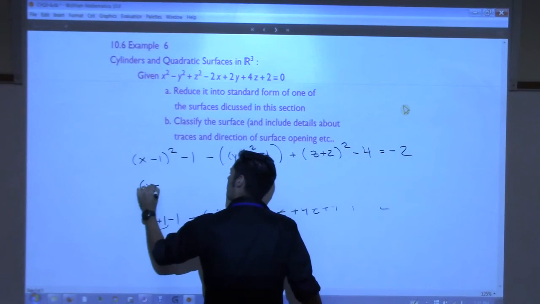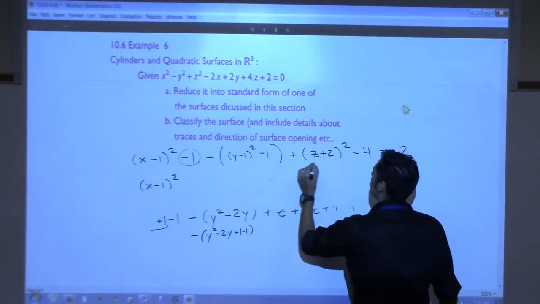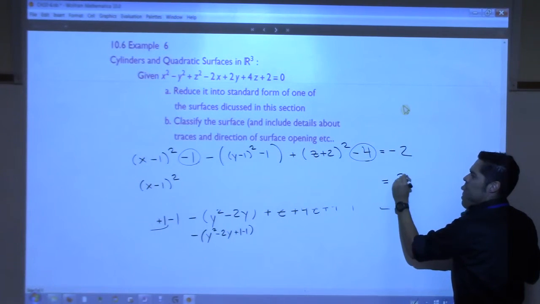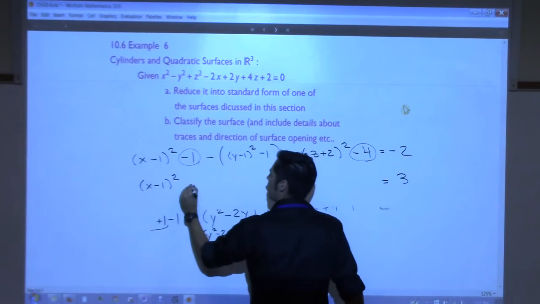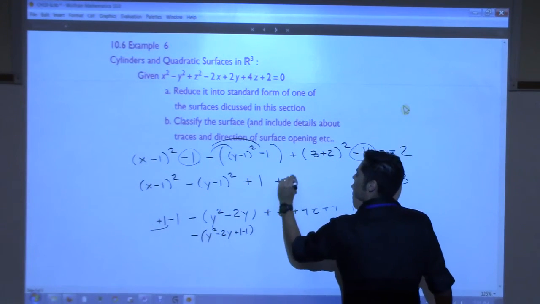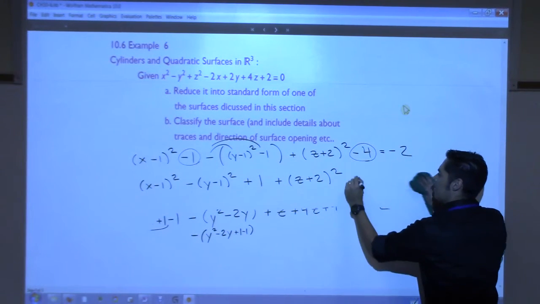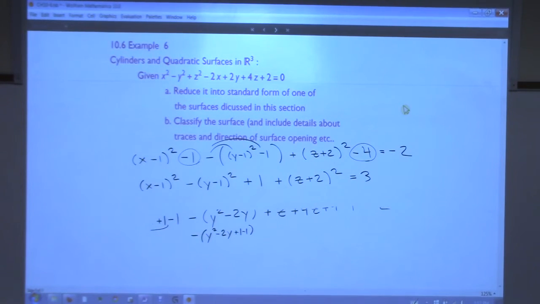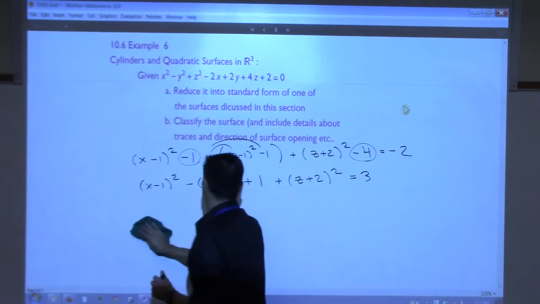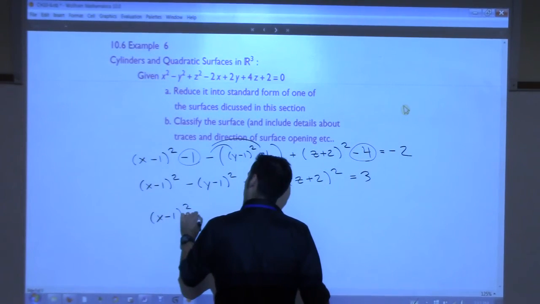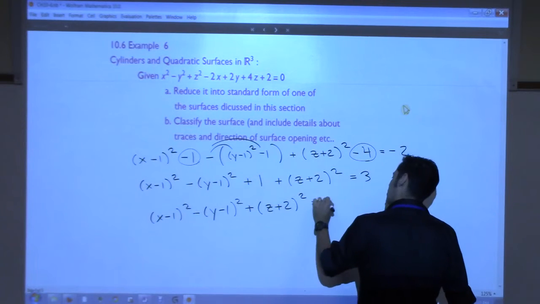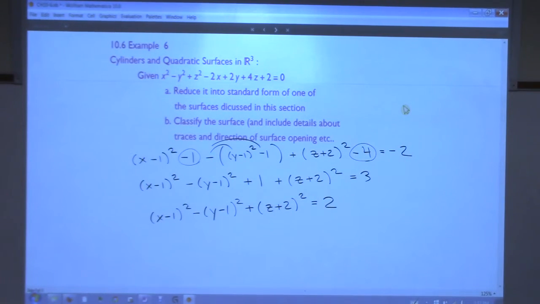All right, so I have x minus 1 squared. I'm going to take the minus 1 and the minus 4 to the other side, which would give me plus 3. I'll still have to deal with this guy too, but I want to get all that other stuff out of there. Minus y minus 1 squared. This minus and this minus become a plus, plus 1. Plus z plus 2 squared equals 3. That's where I am now. And finally, take the 1 over, and I get x minus 1 squared minus y minus 1 squared plus z plus 2 squared equals 2. If I did all the completing the square correctly, that's what it should be.